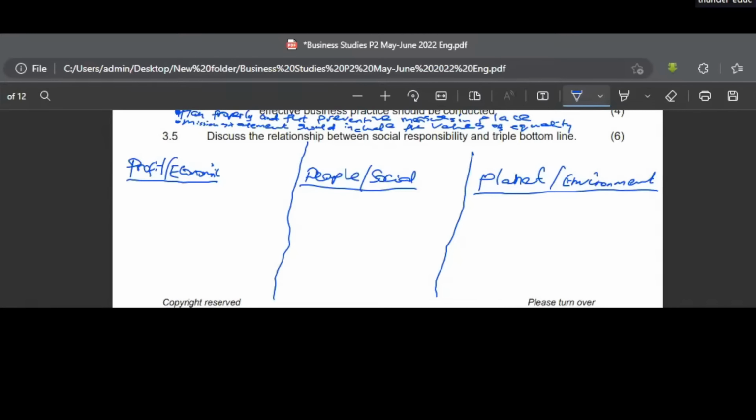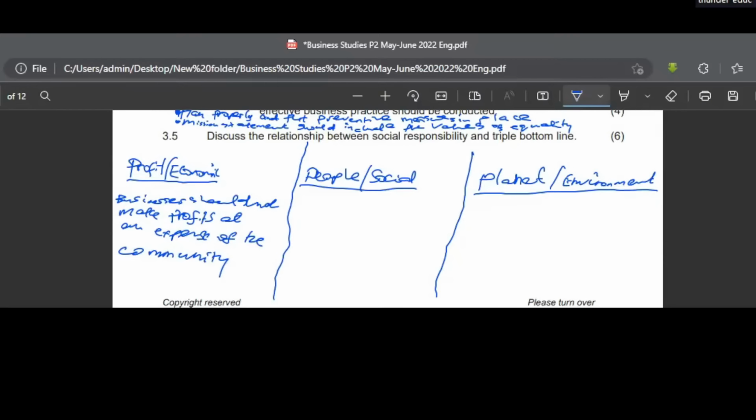Okay, right. So now under profit or economic, businesses should not make a profit at the expense of its community. Should not make profits at an expense of the community.